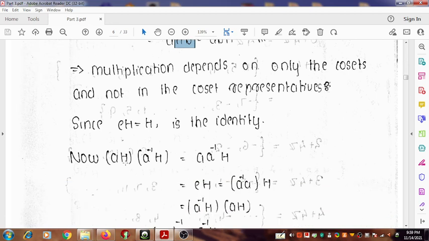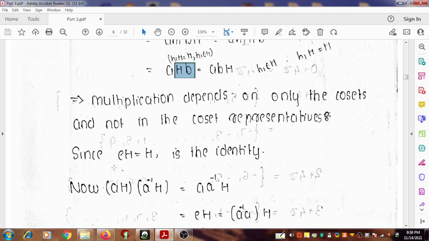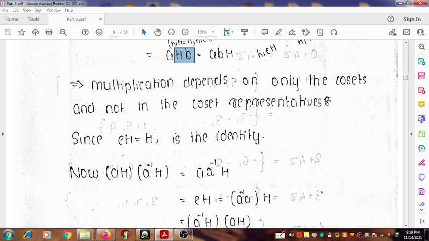Now suppose AH is an arbitrary element of G bar H. Let AH be an arbitrarily chosen element from G bar H. Depending on that chosen element AH, we can take the element A inverse H. Since A has an inverse, A inverse, it can be used to pre-multiply H. That element will also exist in G bar H.